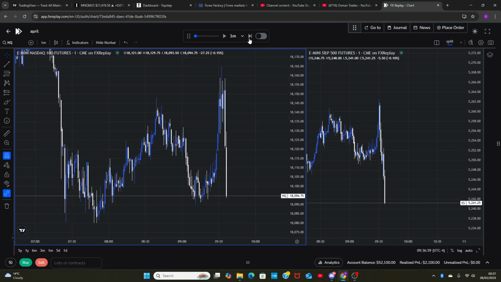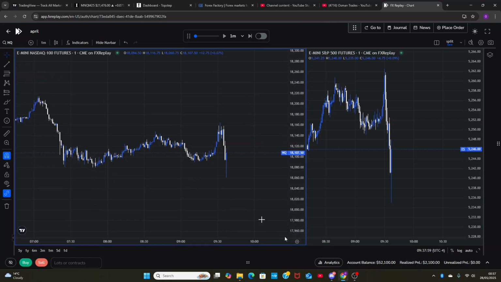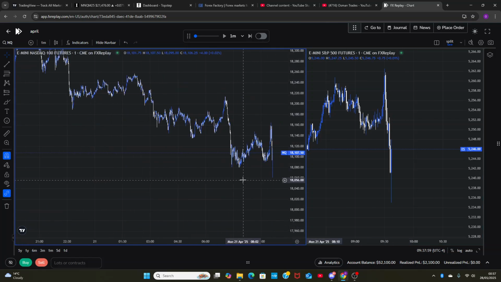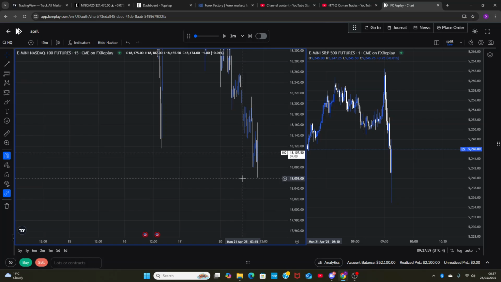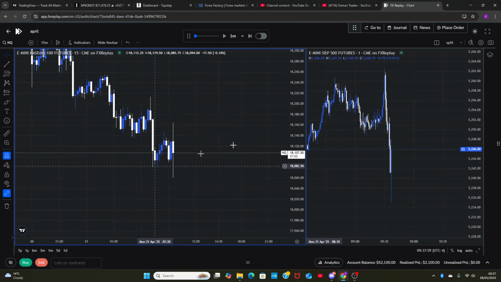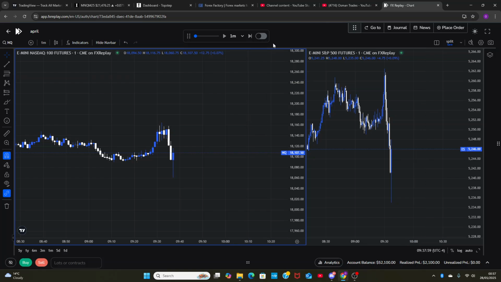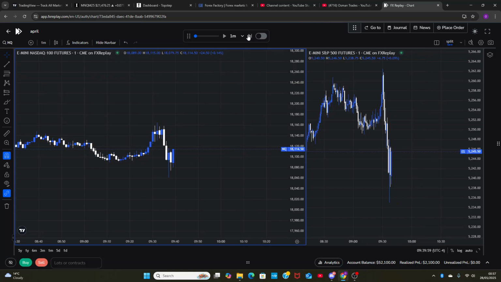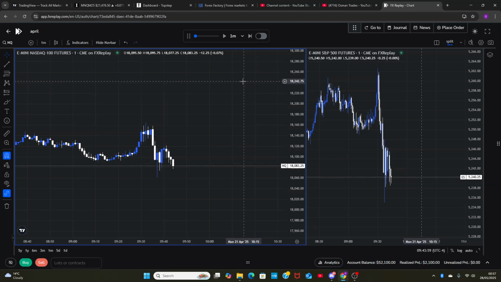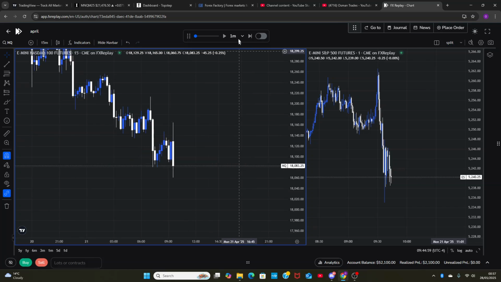Okay, so now we're dumping. ES is a lean index. Now we've just completely melted. So let's see if we close below these wick lows here. We have 7 minutes left. Yes, let's wait. 1, 2, 3, 4, 5, 6, 7. Have we closed below those lows? We'll go on 10 seconds and see what the next candle does.